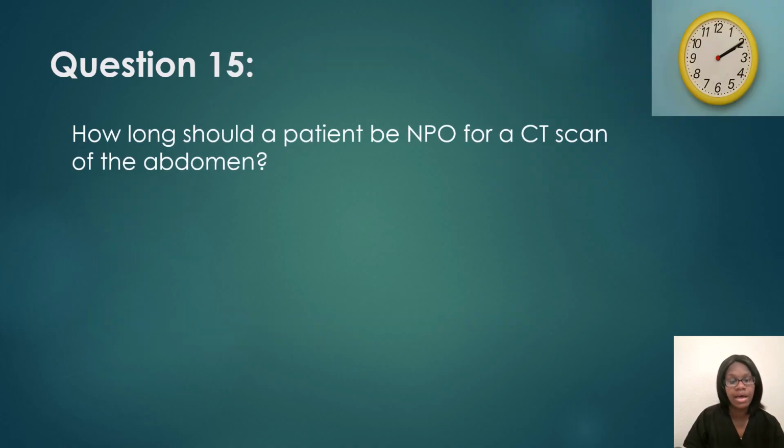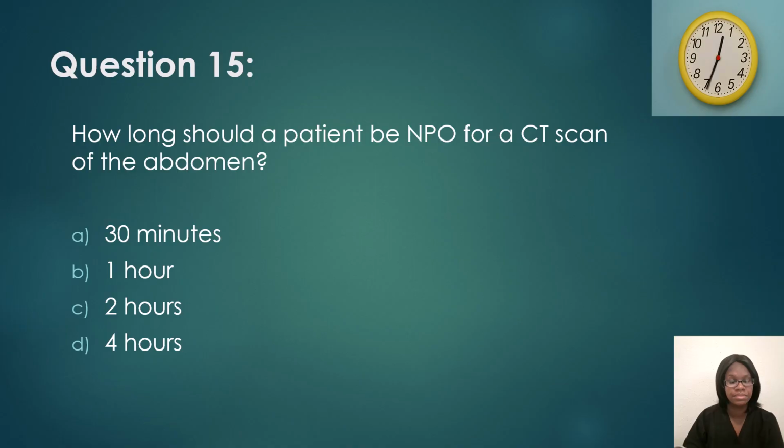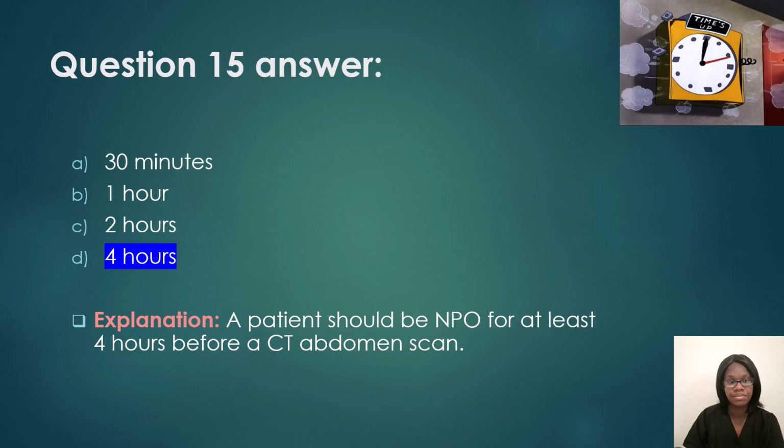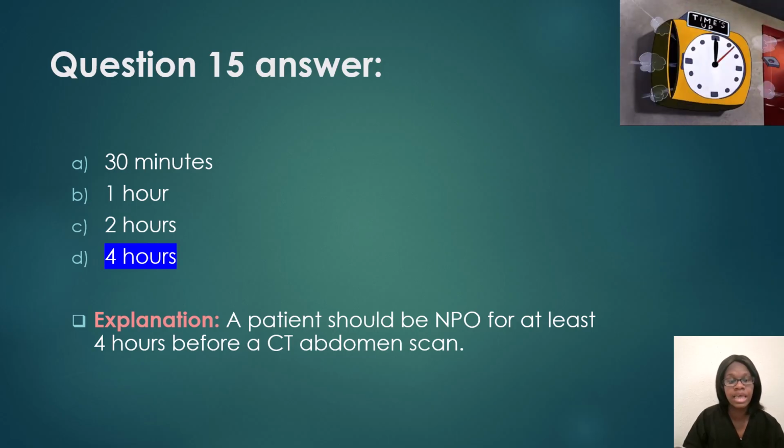Question 15. How long should a patient be NPO for a CT scan of the abdomen? A, 30 minutes, B, 1 hour, C, 2 hours, D, 4 hours. All right, the correct answer is D, 4 hours. A patient should be NPO for at least 4 hours before a CT abdomen scan.